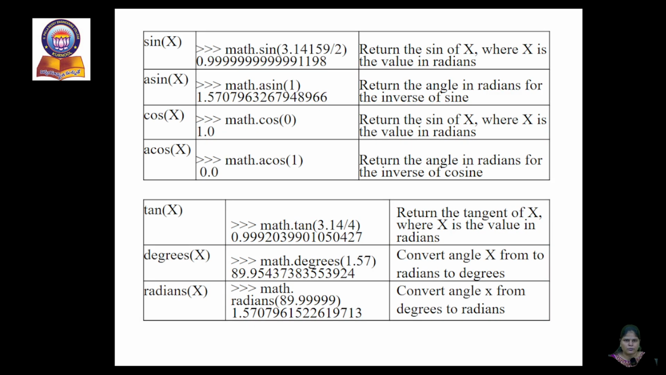3.0. Next, these are the trigonometric functions: sin x, asin, acos. So sin will return the sine of a specific value x, and asin, angle in radians, we call it inverse sine, cos x and inverse cos. Tan, which is used for the normal tangent of x. Degrees, which is used to convert the angle x from radians to degrees, and radians x, angle x from degrees to radians.